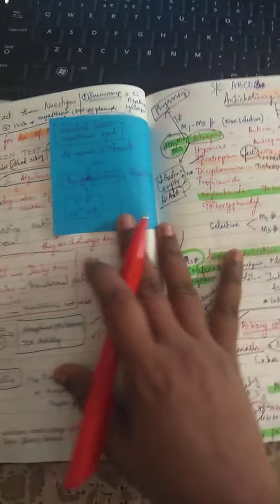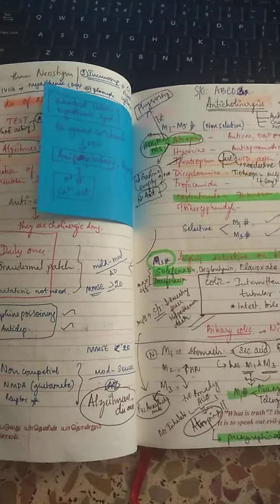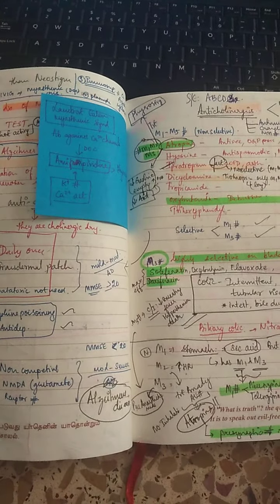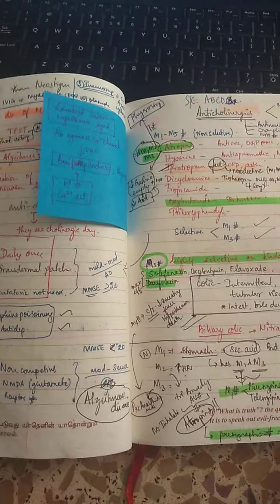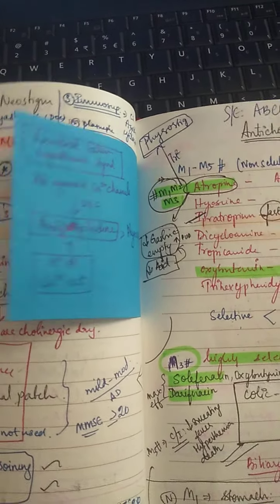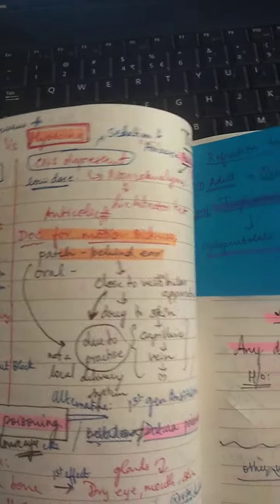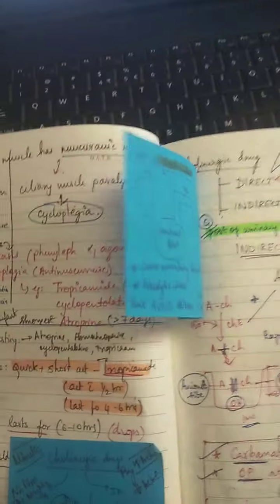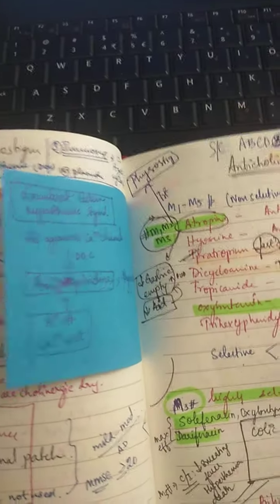As far as ganglionic blockers are concerned, we have nicotine, which we'll talk about later. And then neuromuscular blockers, we have drugs like... I'll show you the classification. One second, it's better if I show the classification.